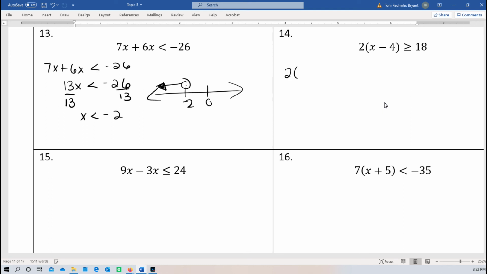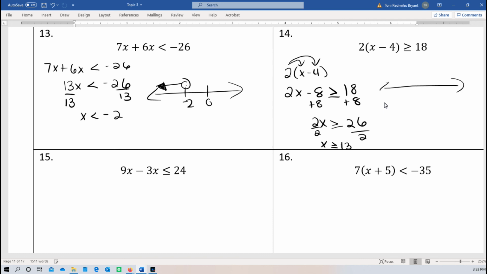Now in this one, first thing I'm going to have to do is distribute this 2 through our parentheses and get 2x minus 8 is greater than or equal to 18. Then I'm going to have to add the 18 on both sides, giving me 2x is greater than or equal to 26. The last step will be to divide out the 2 since it's multiplying the x, and we get x is greater than or equal to 13. That idea again, only backwards.